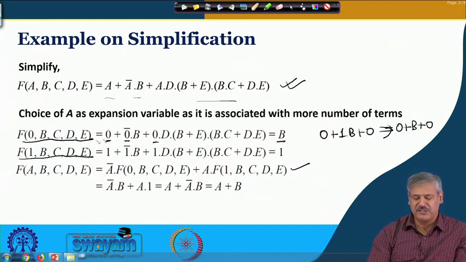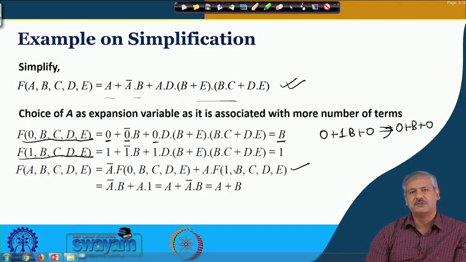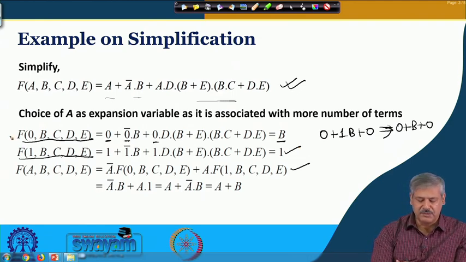Okay. So, F0 B C D E is your B, and F1 B C D E, what is it? This is 1 plus 1 bar B plus 1 with the rest of the terms. We know anything ORed with 1 is 1 only, from the null theorem. So, this is 1, this is straightforward. Okay. So, we have got these two terms.